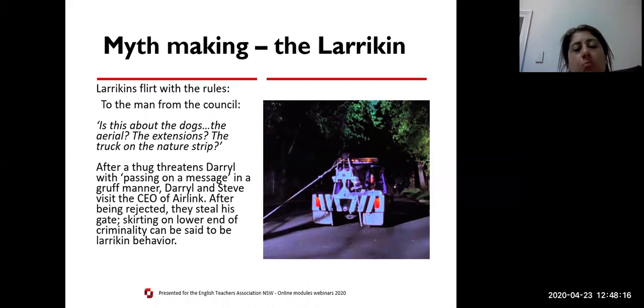Then he enters a little bit more of the criminality where he actually steals the gates of Airlink. But again, because of Daryl and who he is and why he's such a lovable person, the Australian criminality gets associated with larrikinism and somehow becomes a redemptive feature of the Aussie identity.